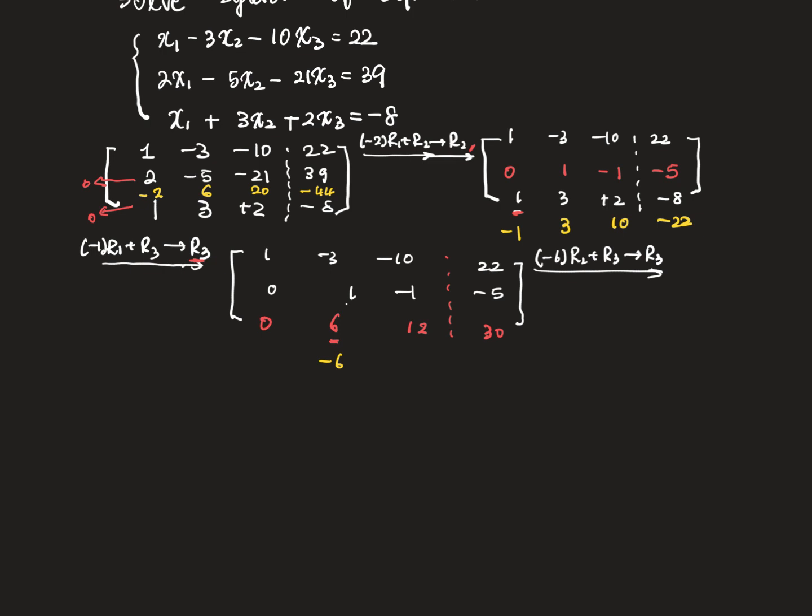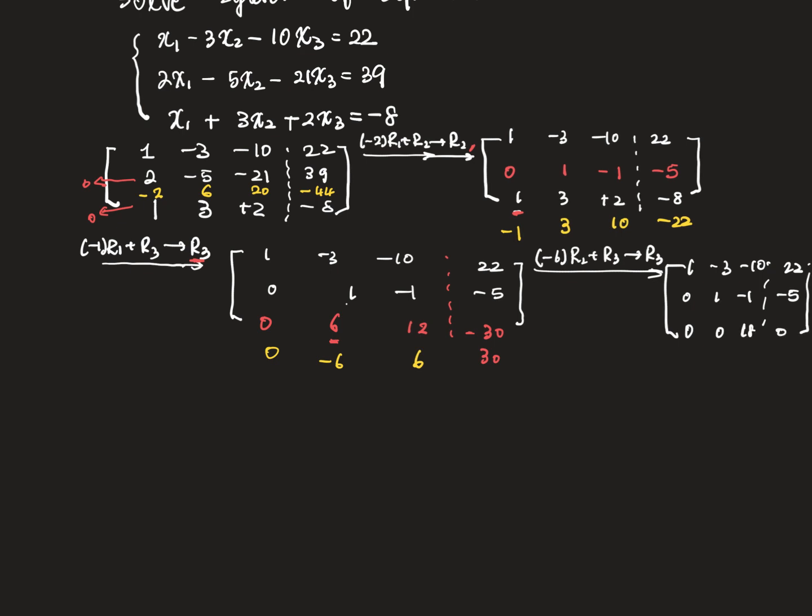0 times negative 6 is 0. Negative 1 times negative 6 is 6. Negative 5 times negative 6 is 30. Sorry, I mean positive 30. After this operation we have 1, -3, -10, 22; 0, 1, -1, -5; 0, 0, 18, 0.